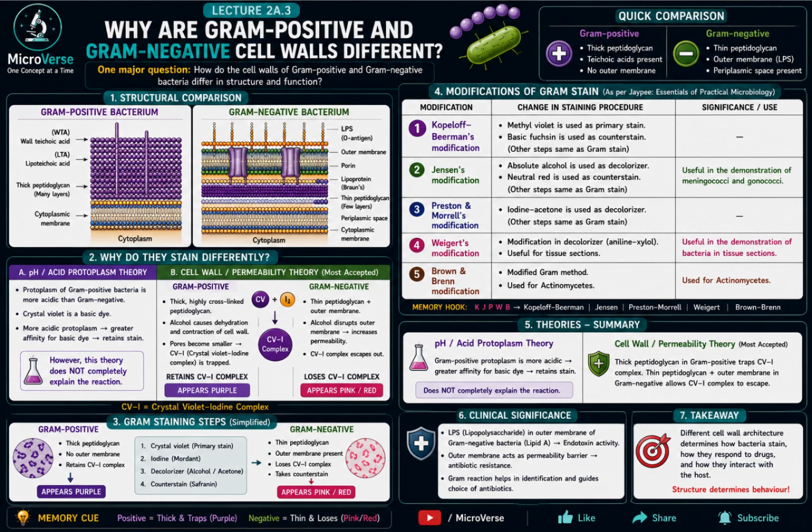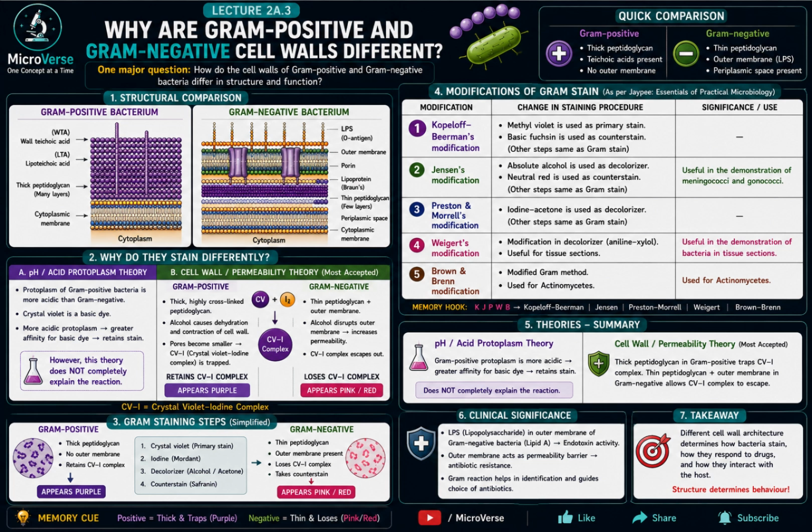Welcome back to MicroVerse. In the previous lecture, we discussed the bacterial cell wall and learned that peptidoglycan provides shape, strength, and protection against osmotic lysis. But bacterial cell walls are not all built in the same way. Some bacteria have a thick peptidoglycan layer, while others have a thin peptidoglycan layer with an additional outer membrane. This difference is also responsible for one of the most important reactions in bacteriology, the Gram reaction.